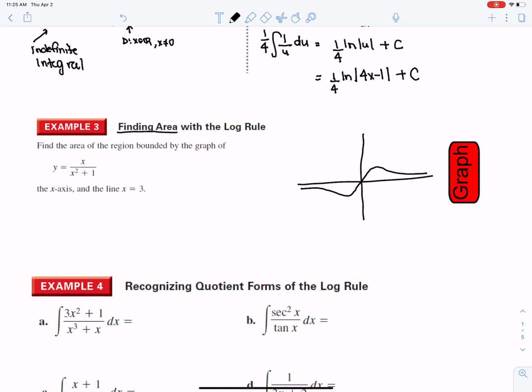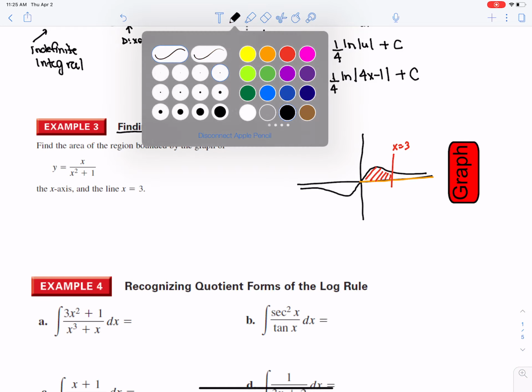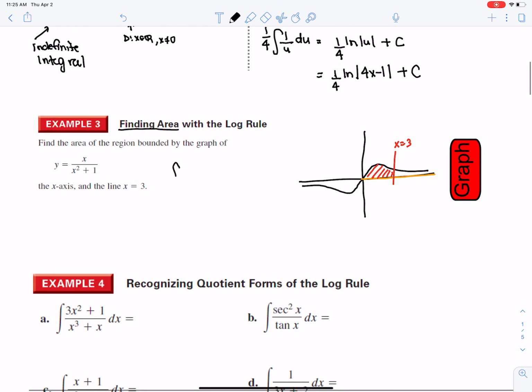And the x-axis, which I'm going to draw in orange, and the line x equals 3. So the bump happens at 1, so let's say x equals 3 is somewhere about there, and then we're looking for this area under the curve. So we use an integral to set up that area under the curve. So the integral from 0 to 3 of my function, which is x over x squared plus 1 dx.